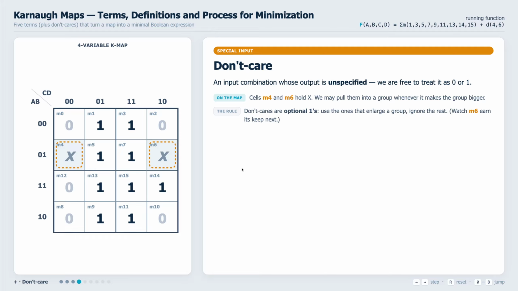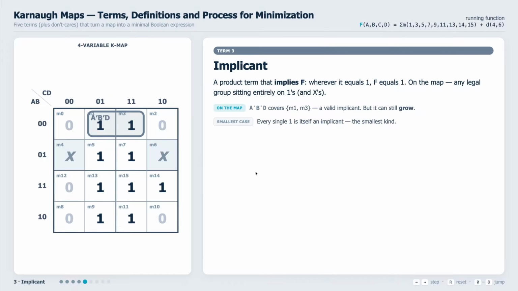All right, so we need to handle don't cares correctly. Use them if we need them, exclude them if we don't. That's the tip that you need to do the full implementation of minimization for Karnaugh maps. Okay, so the next thing that we need to know is what it means to have an implicant. A product term implies F if it's consistent, to be a 1 where F is equal to a 1.